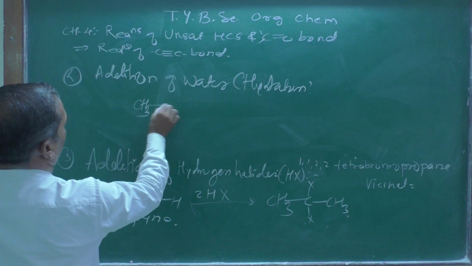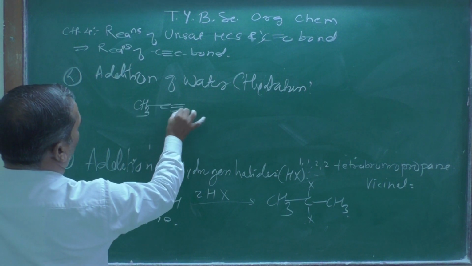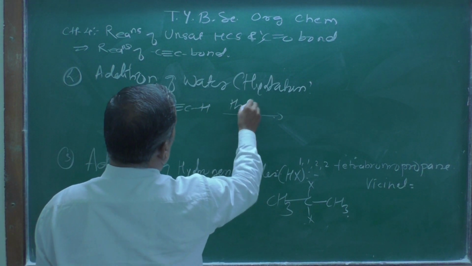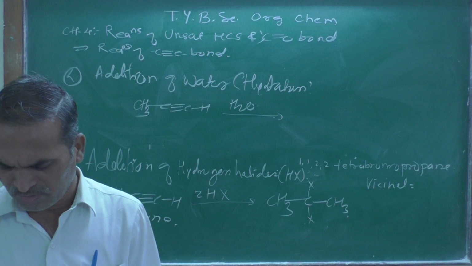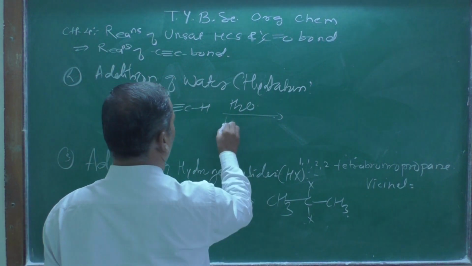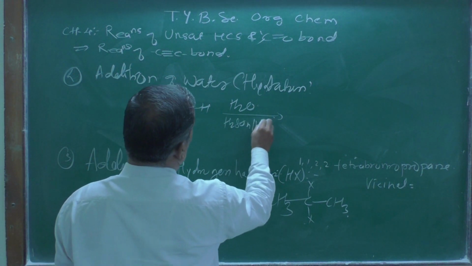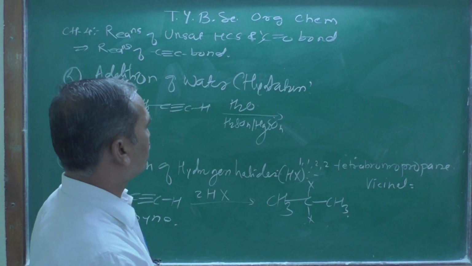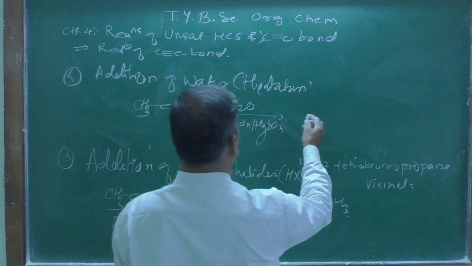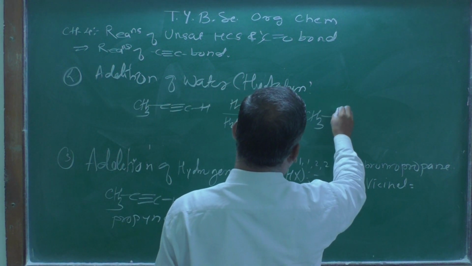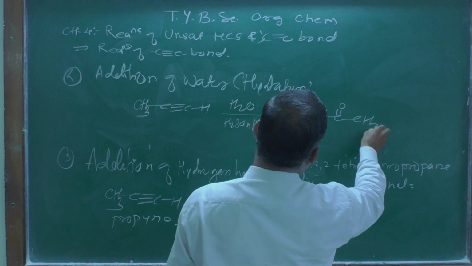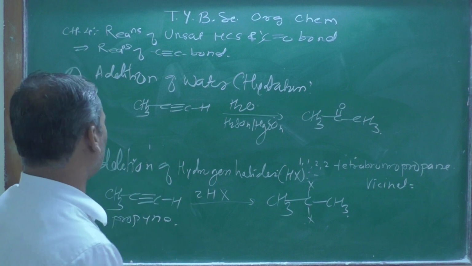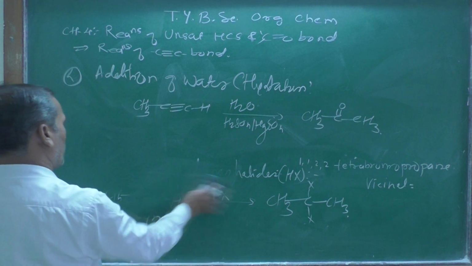Now suppose we have this starting compound: CH3, C triple bond CH, which is treated with water, H2O, in the presence of H2SO4 and HgSO4, mercury sulfate. What do you get? You get the formation of the compound CH3, C double bond O, CH3. How are we getting this acetone? While studying the mechanism, we will see the details of that.